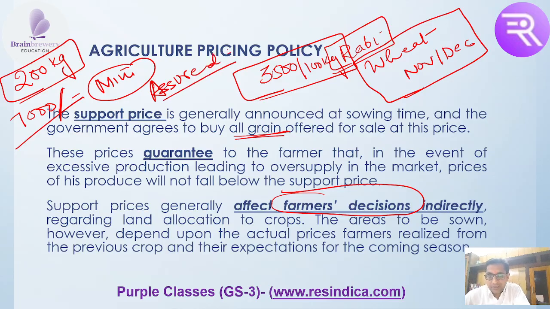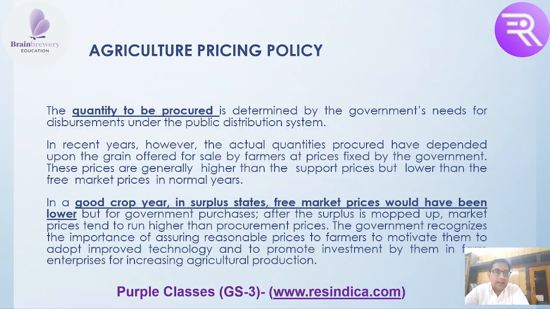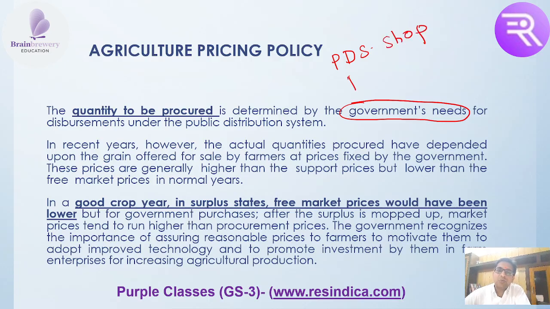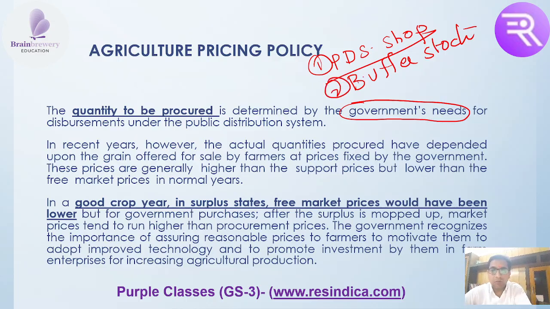of that price, right? So based on that he will allocate the land, based on that he will sow the crop, and based on that he will be utilizing the agriculture inputs and everything, right? And the quantity to be procured will be determined by the government's need, like how much has to be distributed from the PDS shop, and how much has to be maintained in the buffer stock. Okay, PDS shop में कितना देना है और buffer stock में कितना maintain करना है, this is what government decided, right?